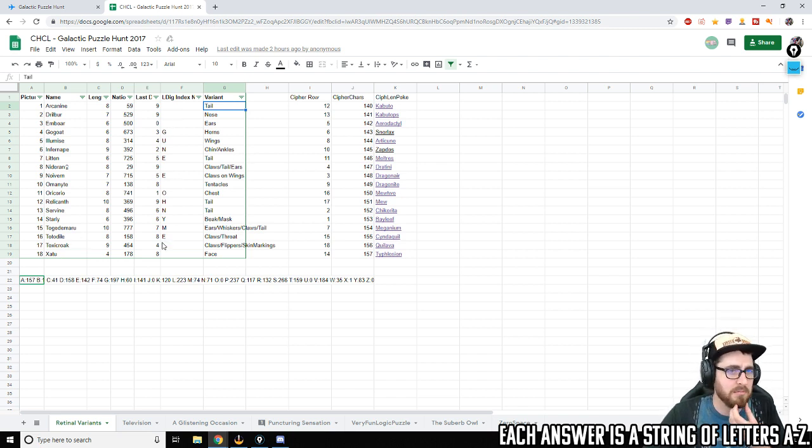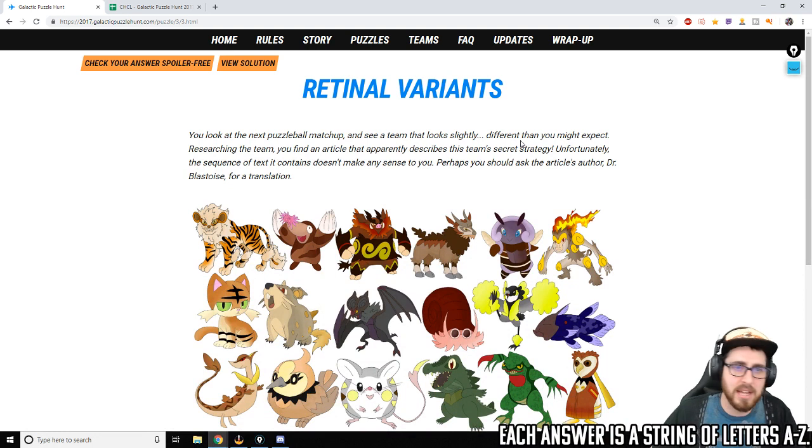Is this an anagram, maybe? Because I see honey could be anagrammed in the bottom here. Not that, I don't know. So anyway, there's the variants. And then, so that's done.